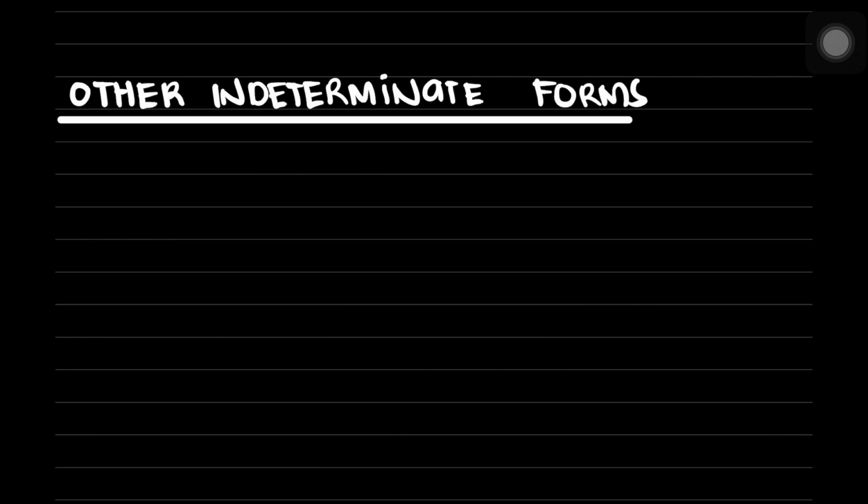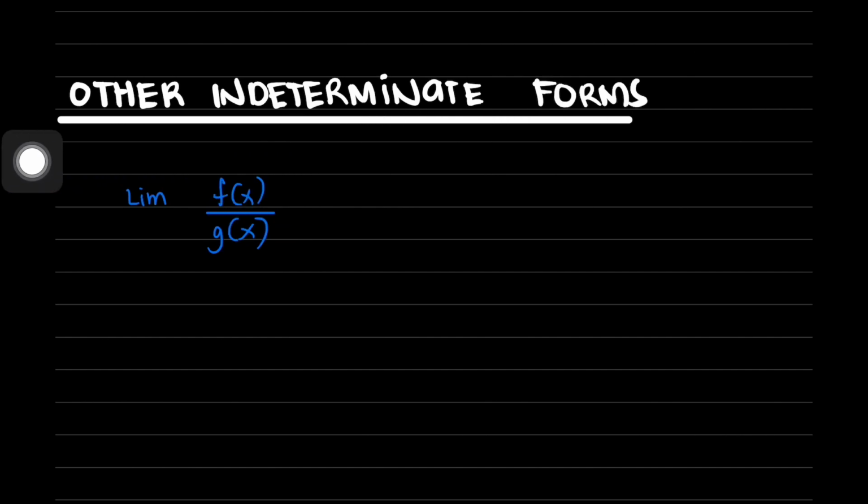Hello everyone! In this video, we're going to discuss and solve problems involving other indeterminate forms. Say that we are given a rational fraction wherein the numerator is a function of x, f of x, and the denominator is another function of x, we call it g of x. If we're going to determine the limit of this rational fraction as x approaches a and the result turned out to be 0 over 0, now we know that this is an indeterminate form.